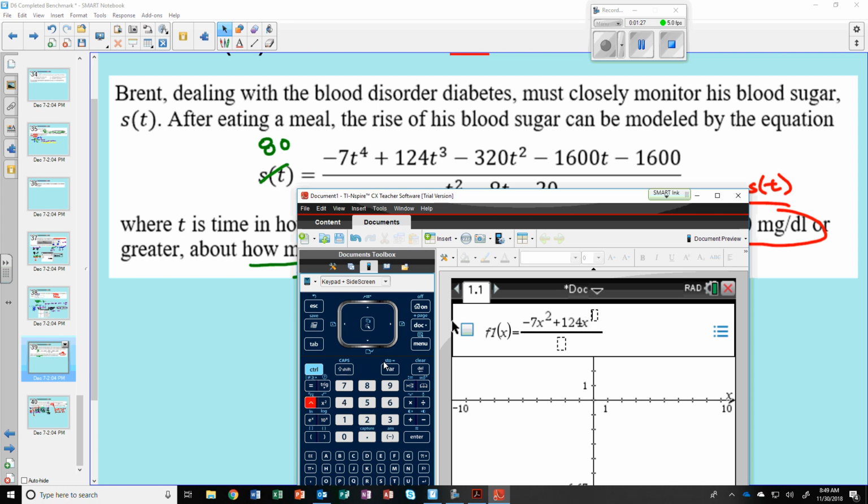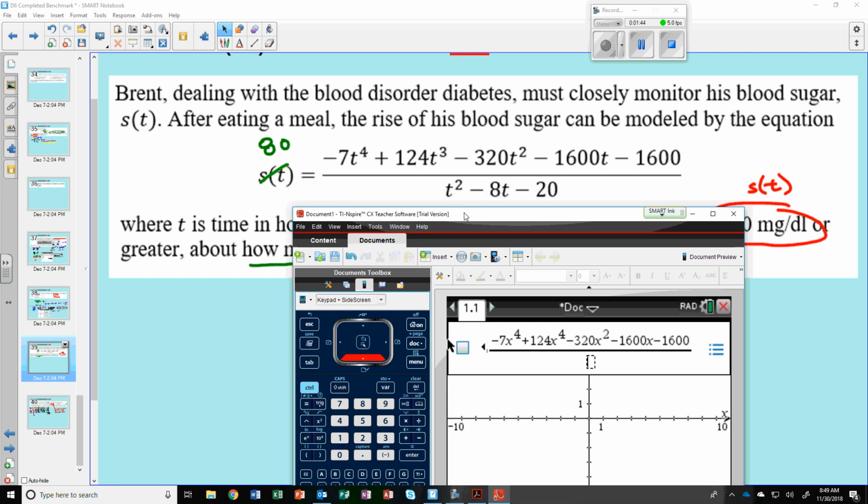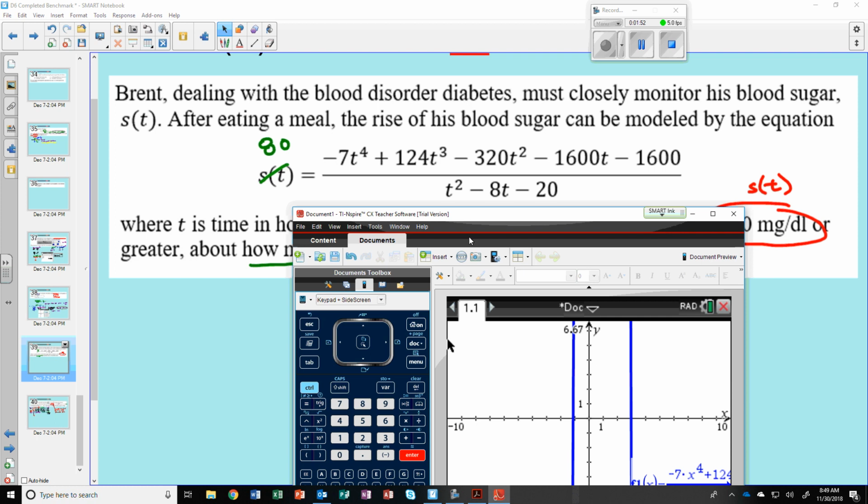124x cubed. I just realized this is to the fourth. Let me correct that. Okay. And minus 320x squared minus 1600x minus 1600. All this is divided by x squared minus 8x minus 20. When I graph this equation, I get this.